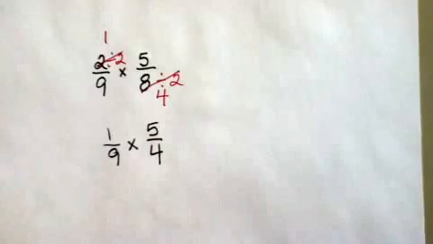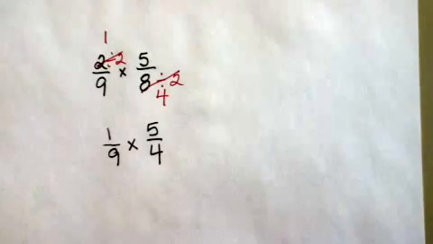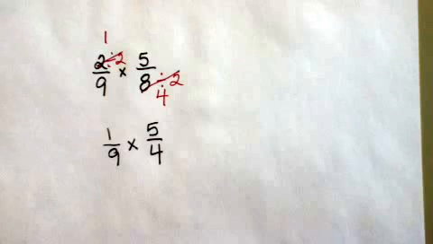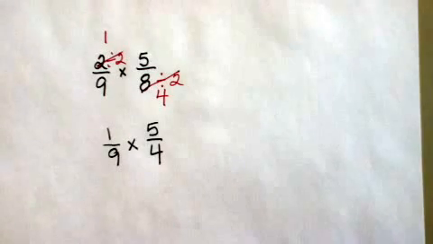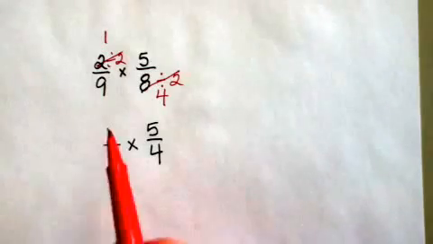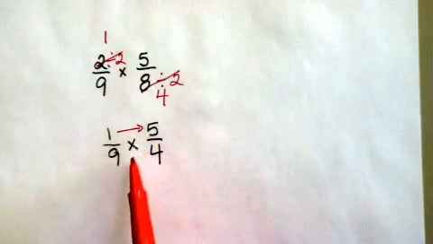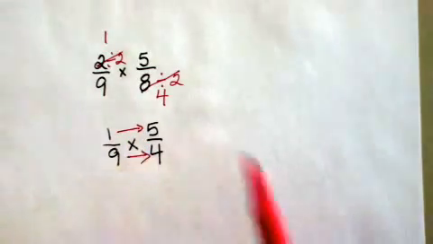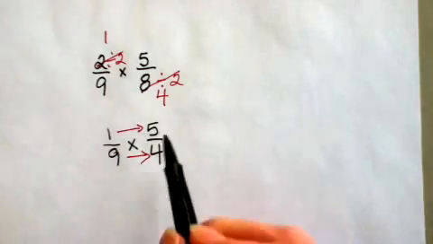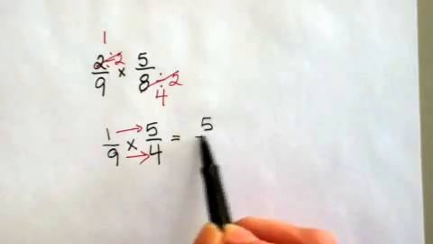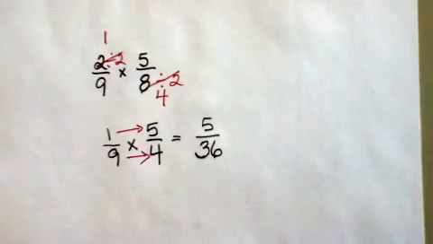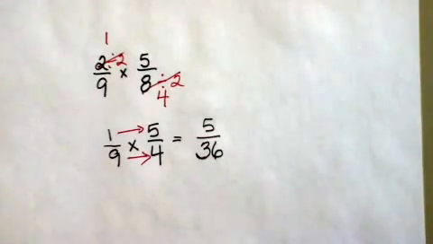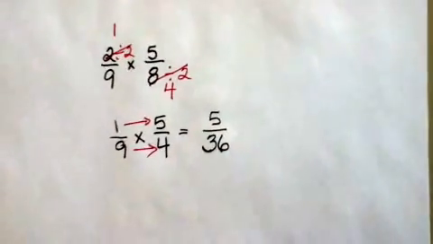And I repeat that process. Is there a number in the numerator or the top and a number in the denominator or the bottom that have something in common? Well, no, there's nothing left that has anything in common. So I multiply straight across. 1 times 5, 9 times 4. 1 times 5 is 5. 9 times 4 is 36. And my final answer for this problem is 5 over 36. Let's look at a second problem.